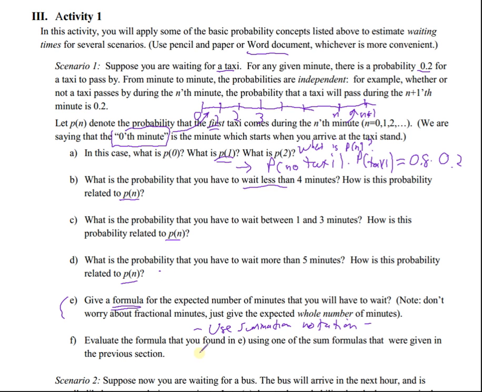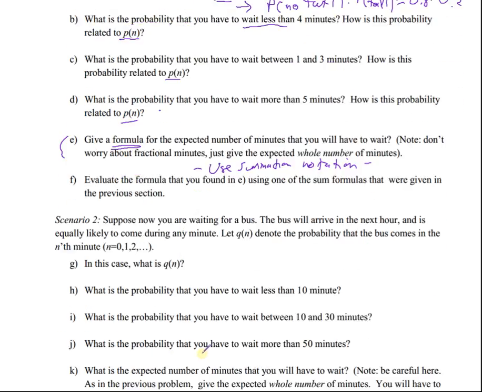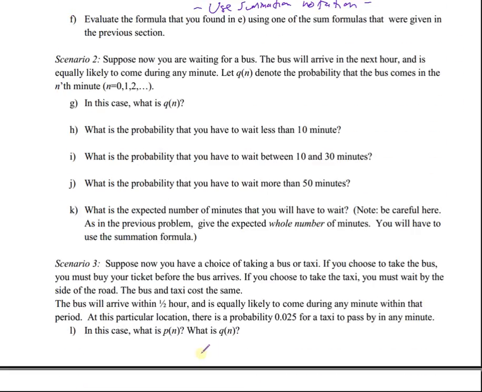Scenario 2 is for a bus. And again, we're waiting for an hour. So of course, an hour is 60 minutes, and I divide this up into minutes. As I said before, this first interval is the 0th minute, the second interval is the first minute, and so on. And here I want the probability Q of n, and I want a formula for this Q of n.